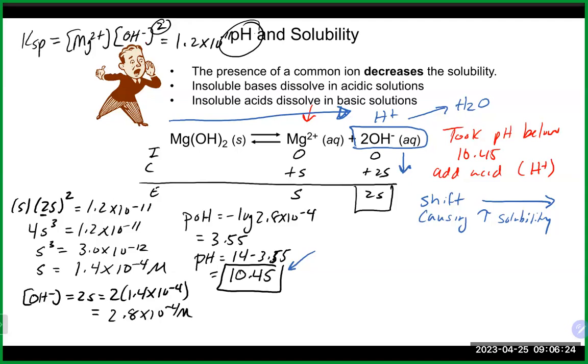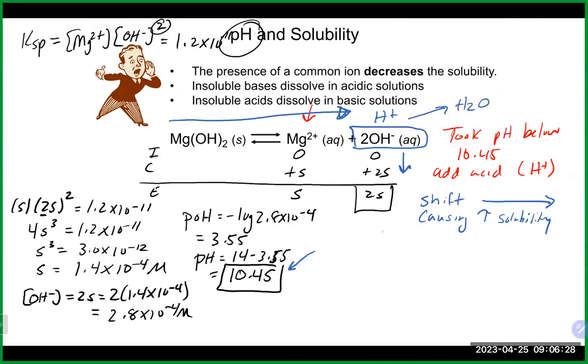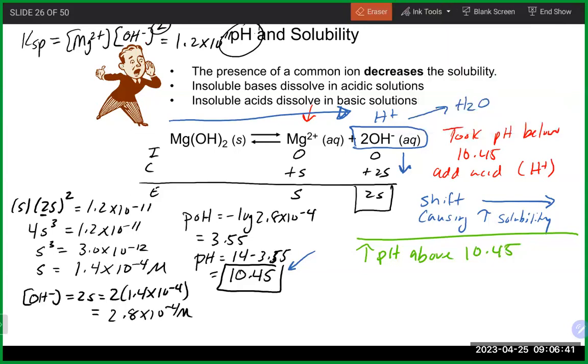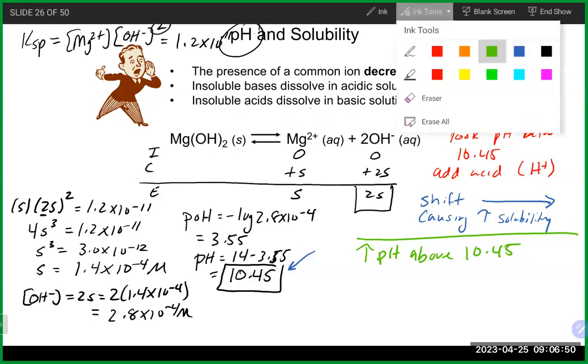Now, what would happen if I did the opposite here and I decided that I wanted to increase the pH above 10.45? When I increase the pH above 10.45, what will happen in this situation? Will it become more soluble, less soluble? Will it stay the same?